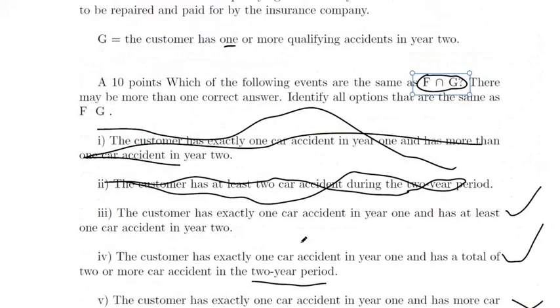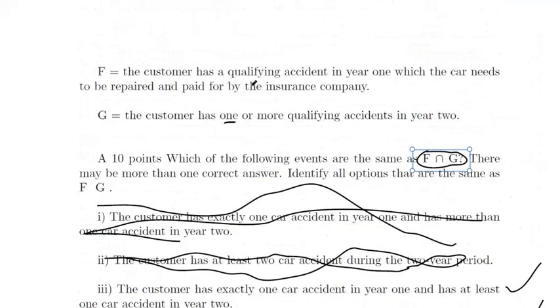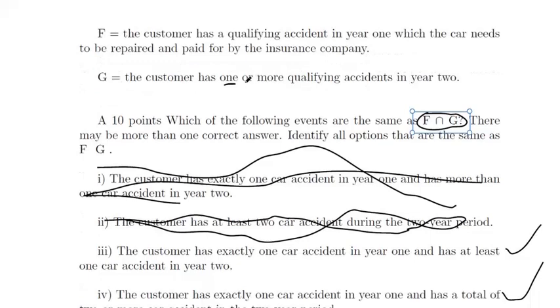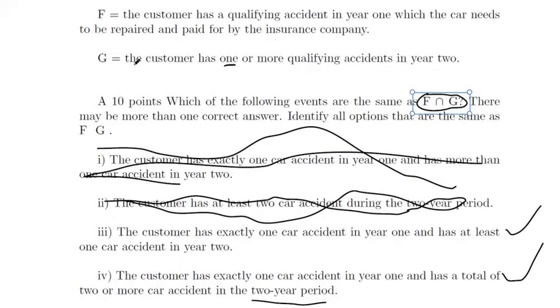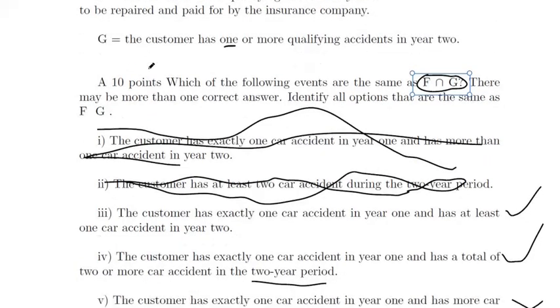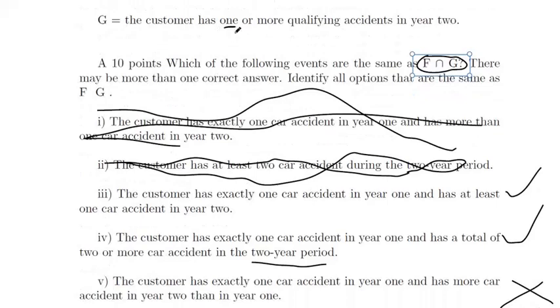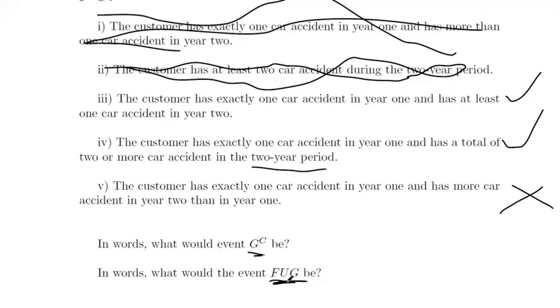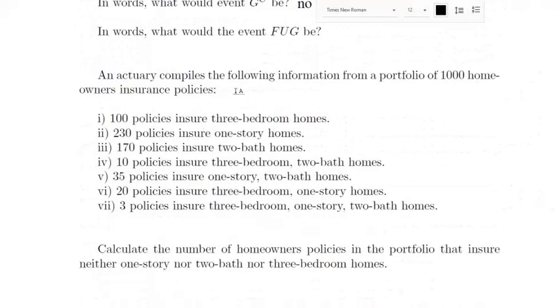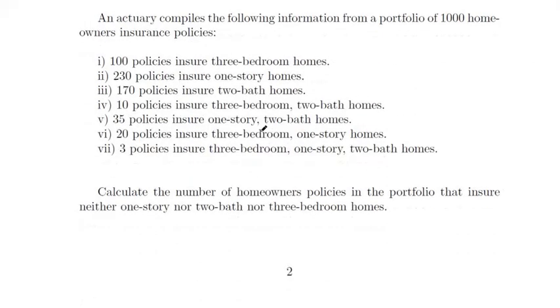This is saying event F, that you have 1 accident in year 1, and this would be specifically using the word or, that you have 1 or more accidents in year 2. But when we're talking about this operator, this is the union operator, and we need to say the word or, because it could be just F, or it could be just G, or it could be both. Okay, this last one's the same. I've just changed the numbers.